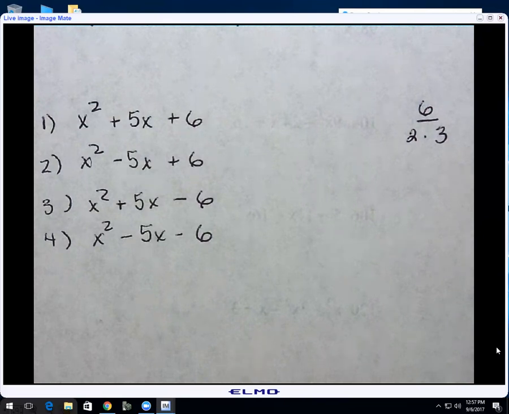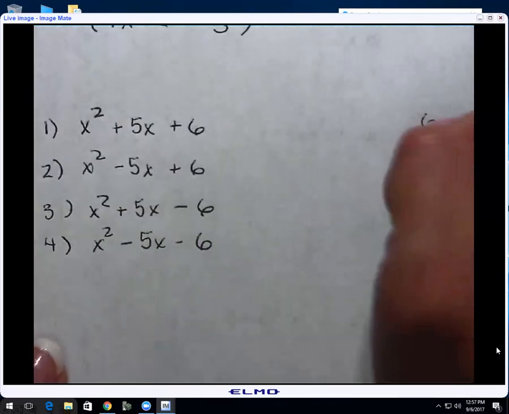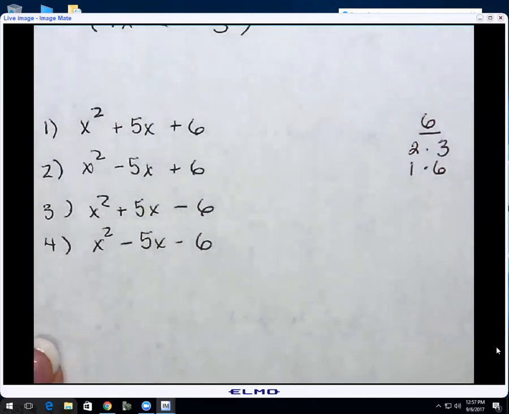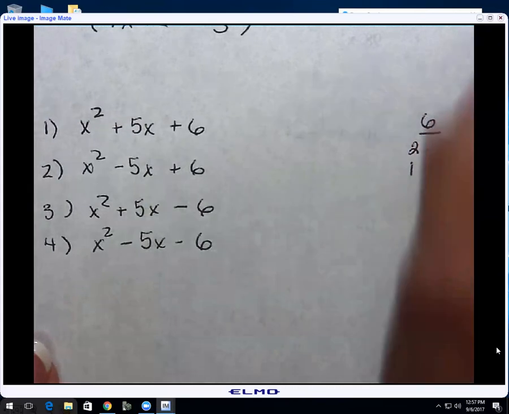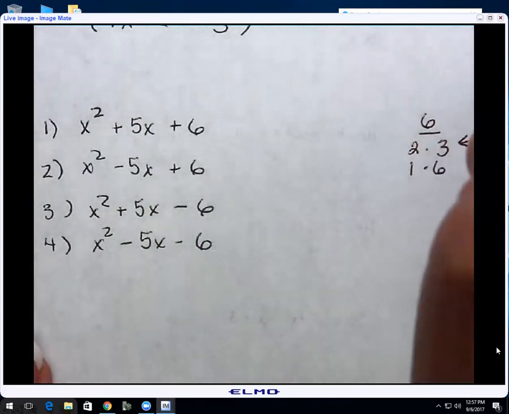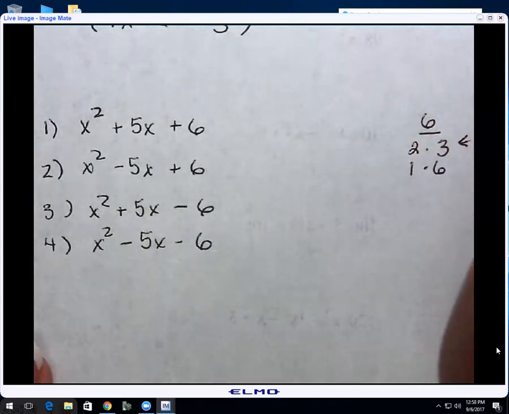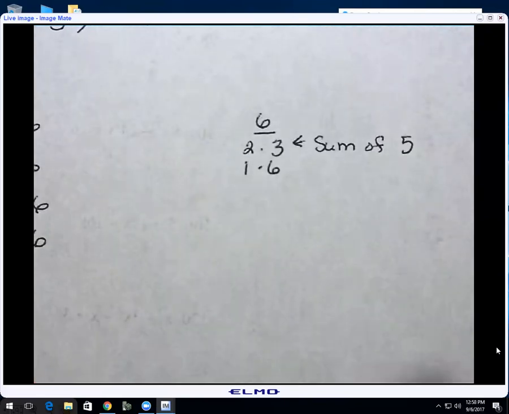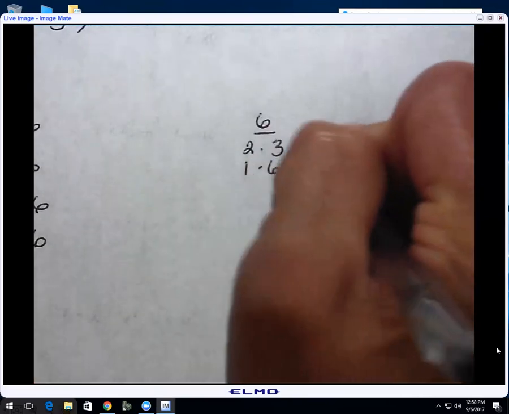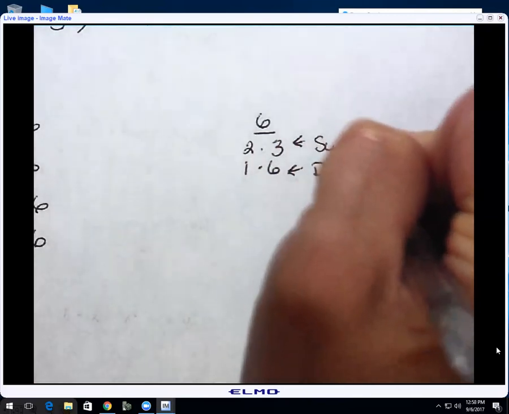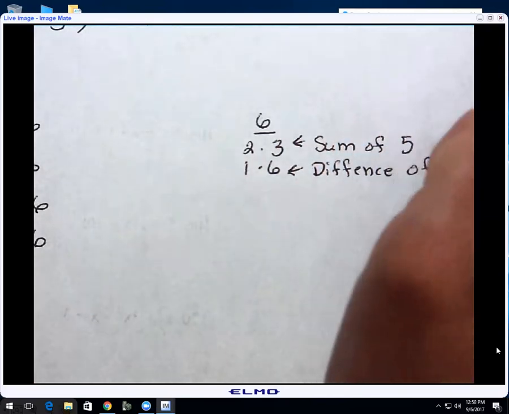If I say factors of 6 that give me 5, 2 and 3 are probably the first things that pop in your head, but there are others of factors of 6 that give me 5. 1 and 6 give me 5 if I subtract them. 2 and 3 have a sum of 5. 1 and 6 have a difference of 5.